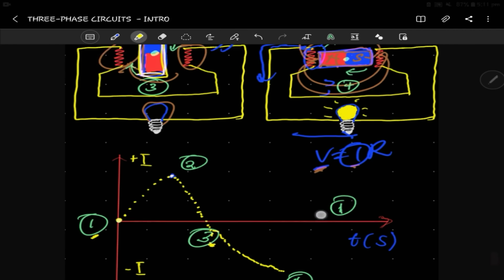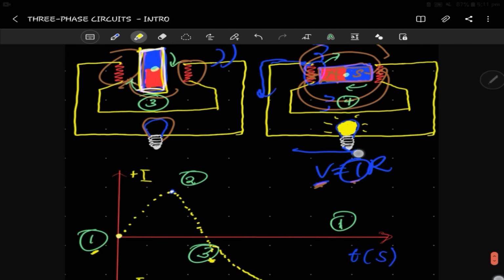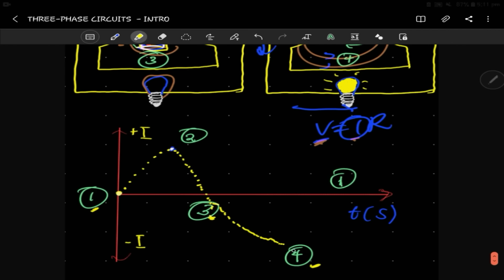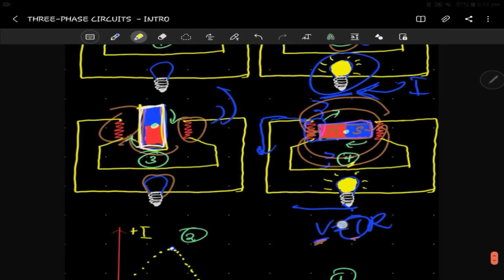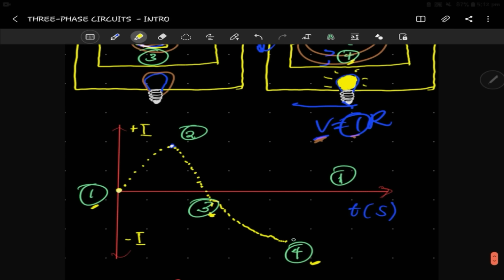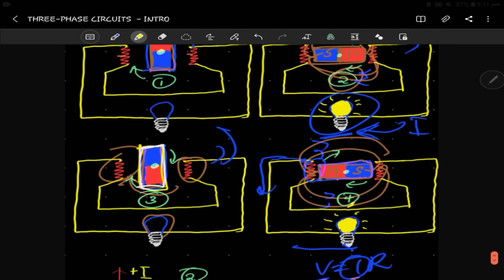And then it is getting to 4. The moment it gets to 4, as we see here, the current is maximum again, but negative. Negative in the sense of direction, right? Because here we choose a particular direction, but when we get to a particular point, the direction is reversed. So that's why it's negative here. So negative I max, and then it moves up until 0, and then turns to its original position, as we see in 1.